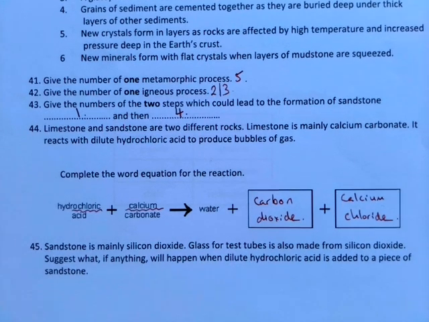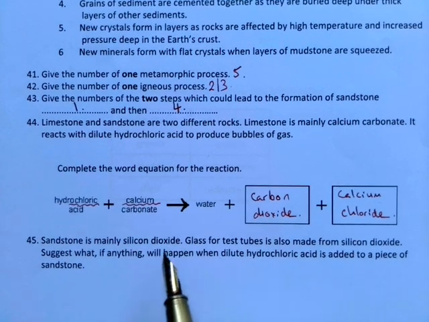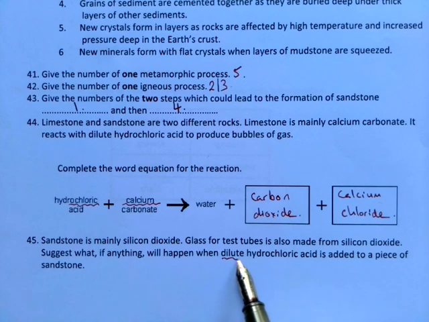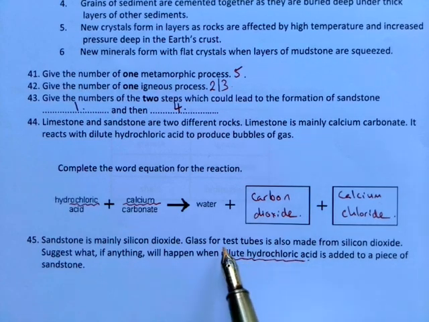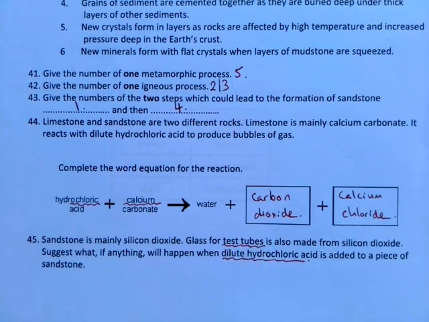Okay, 45. Sandstone is mainly silicon dioxide. Glass for test tubes is also made from silicon dioxide. Suggest what, if anything, will happen when dilute hydrochloric acid is added to a piece of sandstone? Well, you know that if you put dilute hydrochloric acid into a test tube, nothing happens. That would be a really bad test tube if when you put an acid in it, it dissolves.